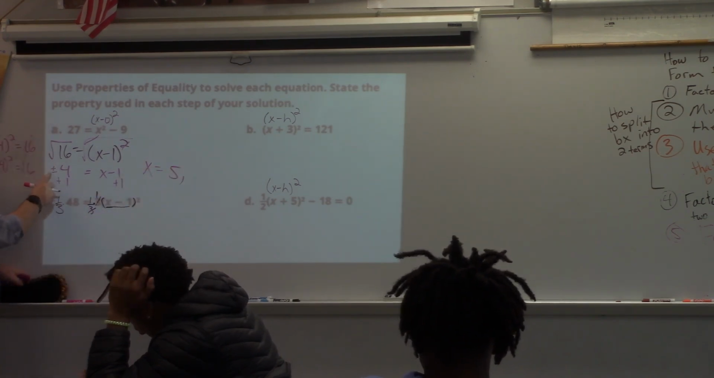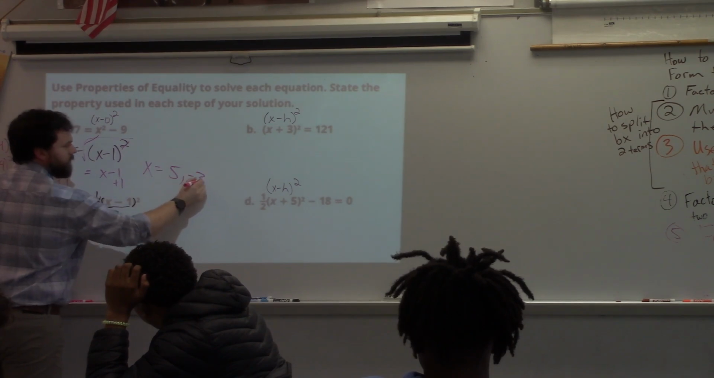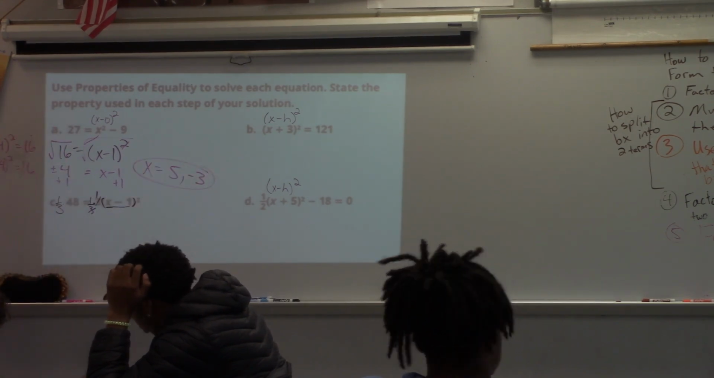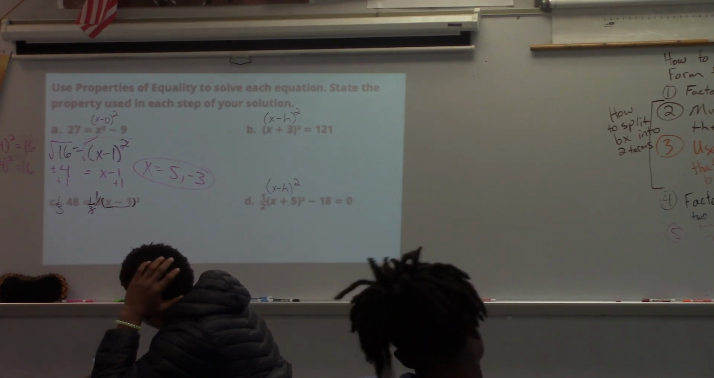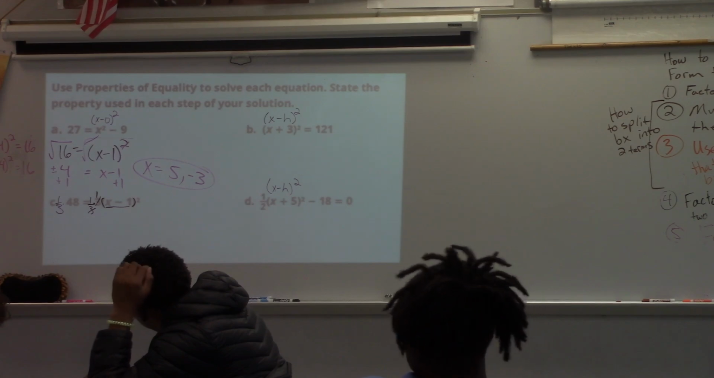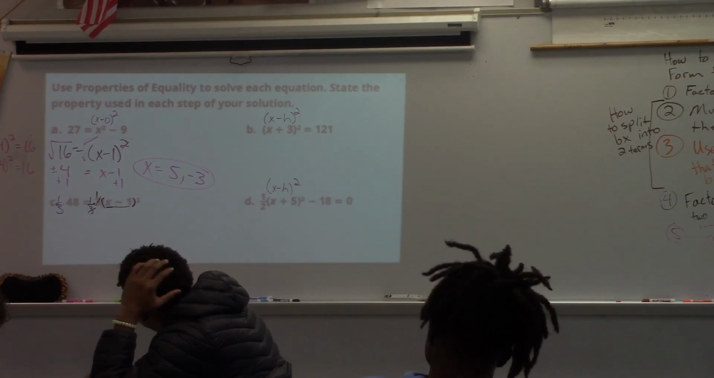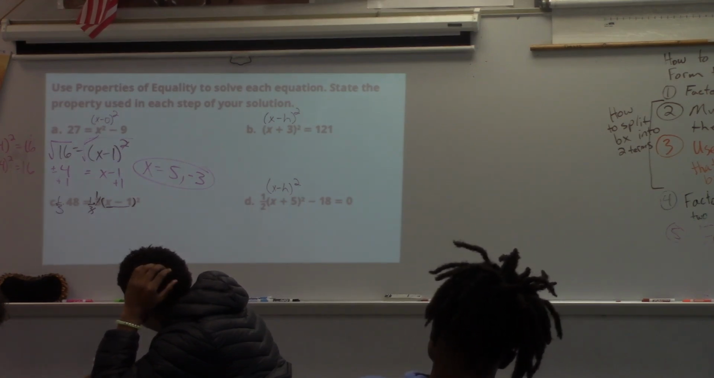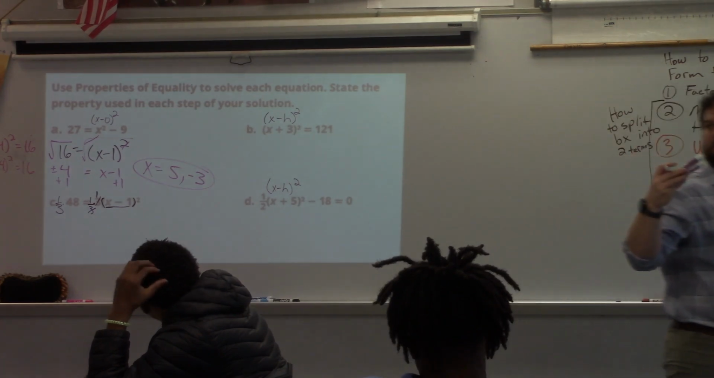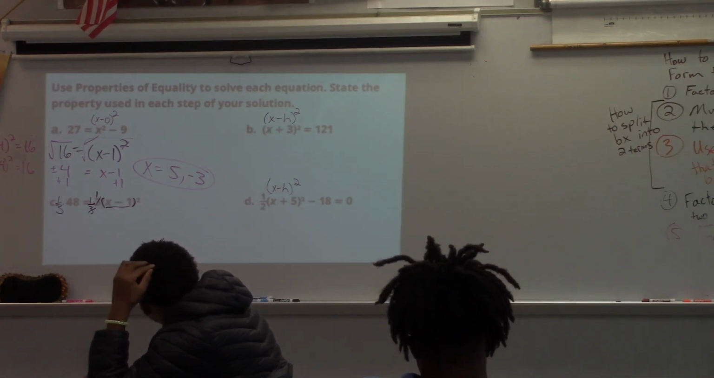What is negative 4 plus 1? Negative 3. You're good. But that's it. If I have the vertex form of a quadratic equation, how am I going to solve it? Use inverses, with properties of equality.